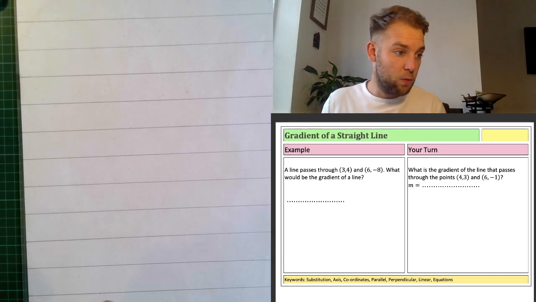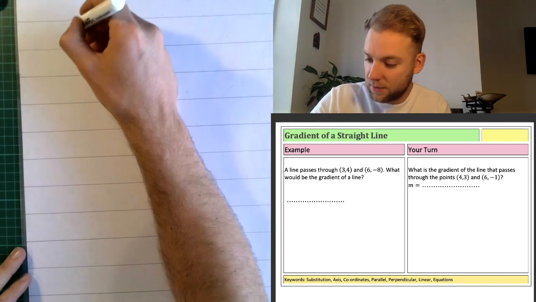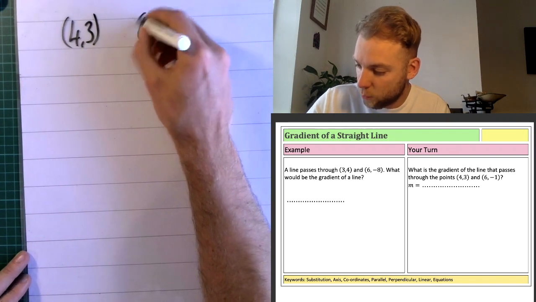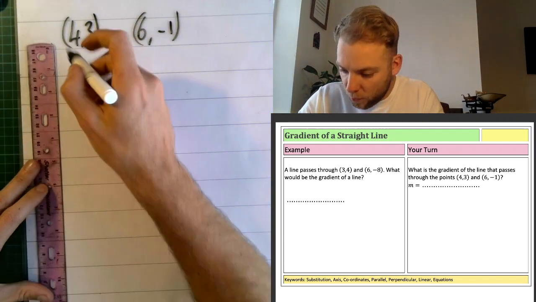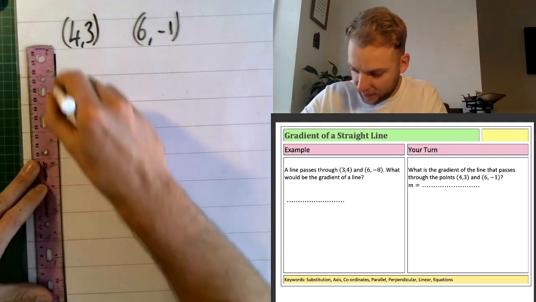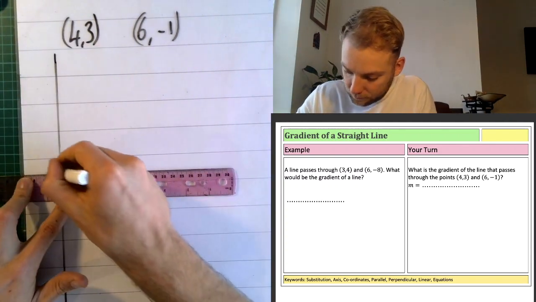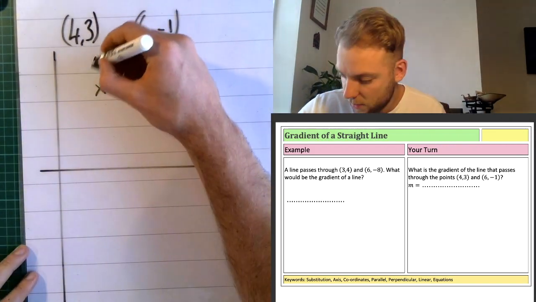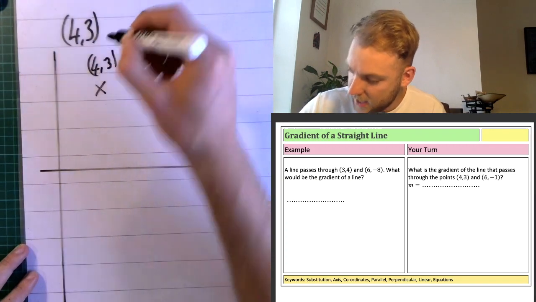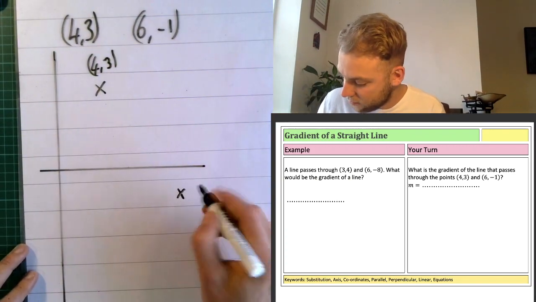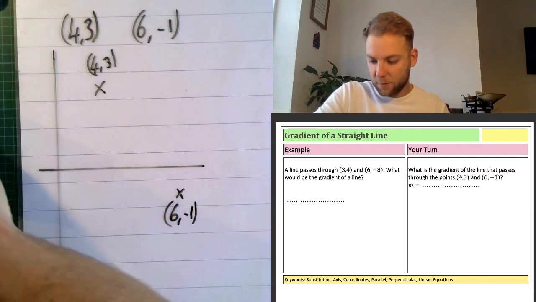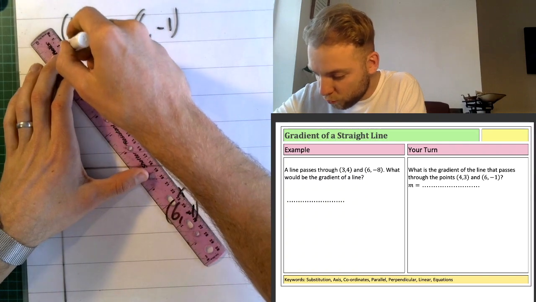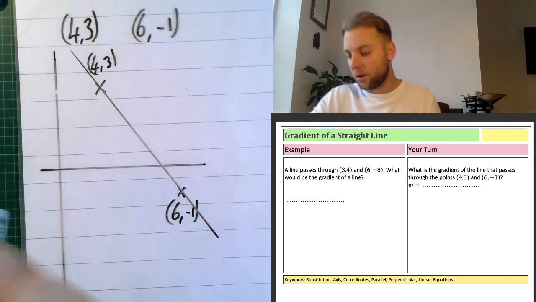Okay, so let's have a go at this one together then. So it's 4, 3 to 6, minus 1. So from 4, 3, let's draw our graph. Nothing left again, nice and big graph. So this one here, 4, 3 is there. 6 is further across and minus 1 is down. So 6, minus 1. And remember, I'm drawing a line between these like so. Always worth drawing this graph so we can see whether it's positive or negative.